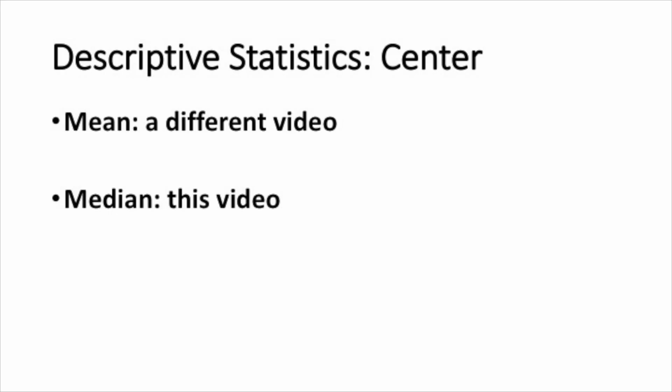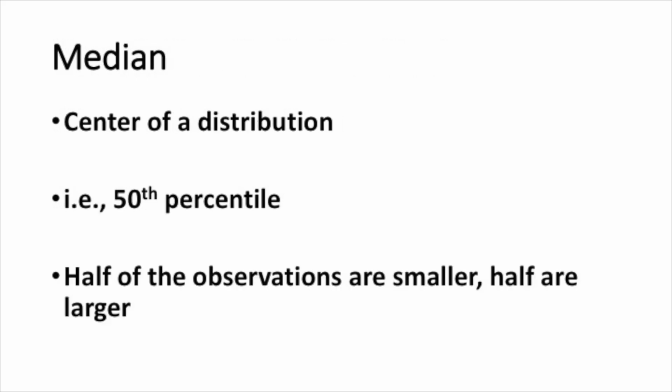Let's start with some statistics that describe the center of a distribution. The two most common measures of distribution center are the mean and the median. We'll look at the median in this video, and in a different video we'll cover the mean. The median, which is also referred to as the 50th percentile, is the center of the distribution. That is, if you take a variable and sort it from smallest to largest values, the median value is the observation that falls right in the middle.